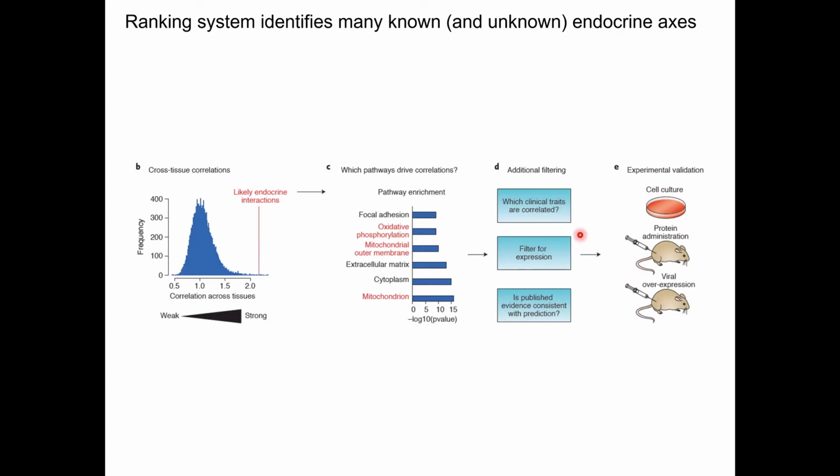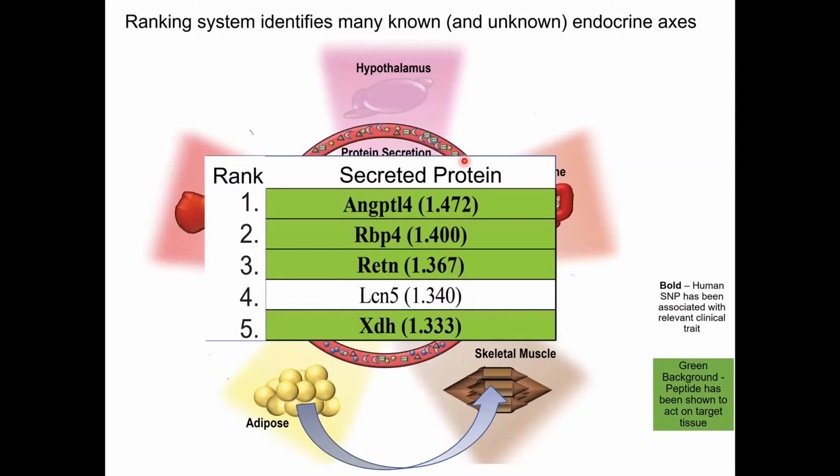overexpression. So I just want to highlight some ways that we have been doing this. In this example, there is adipose tissue signaling to the skeletal muscle. And we can see, these are very well-known adipokines right here.